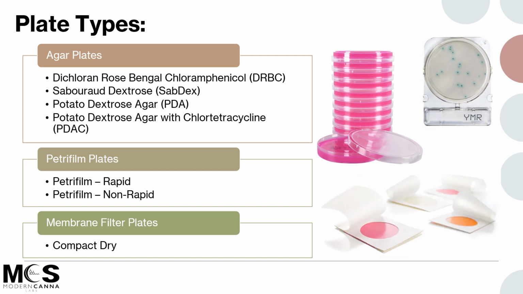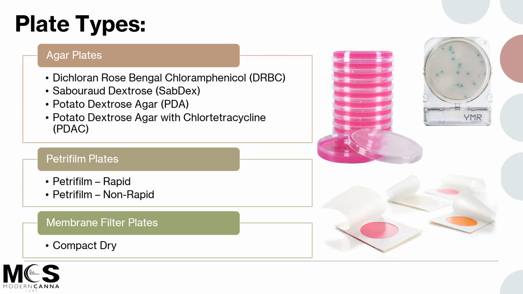Next, we're going to have our Petrifilm plates, and these are going to be plates that are pre-made that contain the culture medium, a cold water soluble gelling agent, and an indicator that is going to assist with the enumeration of the colonies that grow. And for this type of plate, there are specific plates for the different microbes of interest. So for TYM specifically, there is a rapid and a non-rapid plate.